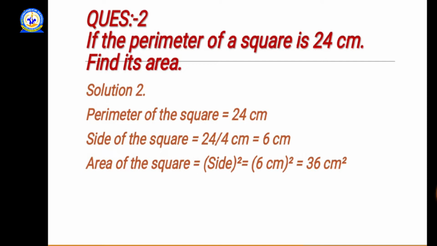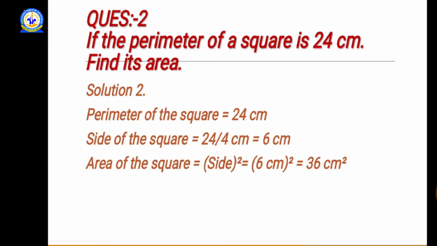What is the formula of perimeter of square? That is 4 into side. So how we will find the side? Side of the square is equals to perimeter upon 4. And here the perimeter is 24 centimeter. So 24 centimeter upon 4, that is equals to 6 centimeter.